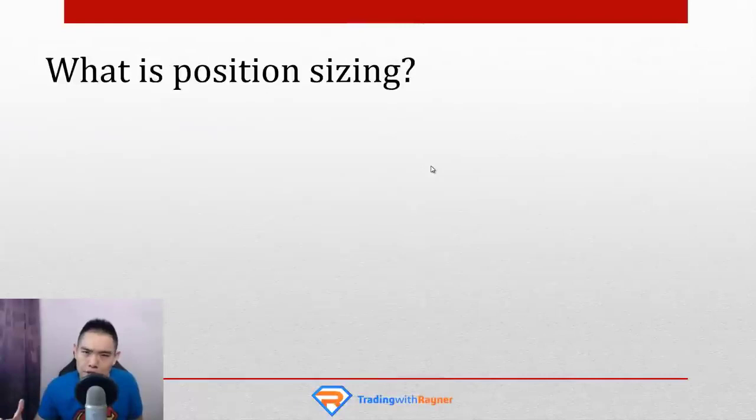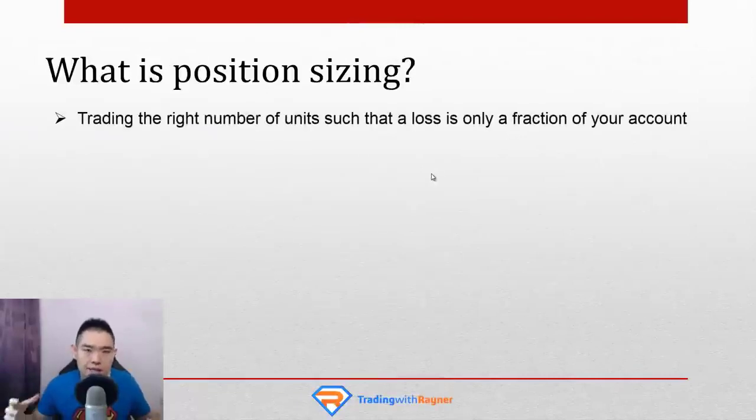Position sizing. So what is position sizing? Position sizing is simply trading the right number of units, such that even if a trade ends up being a loser, it's only a fraction of your trading account. Let me repeat once again: position sizing is knowing how many units you should trade such that if that trade goes against you, you only lose a fraction of your trading account.